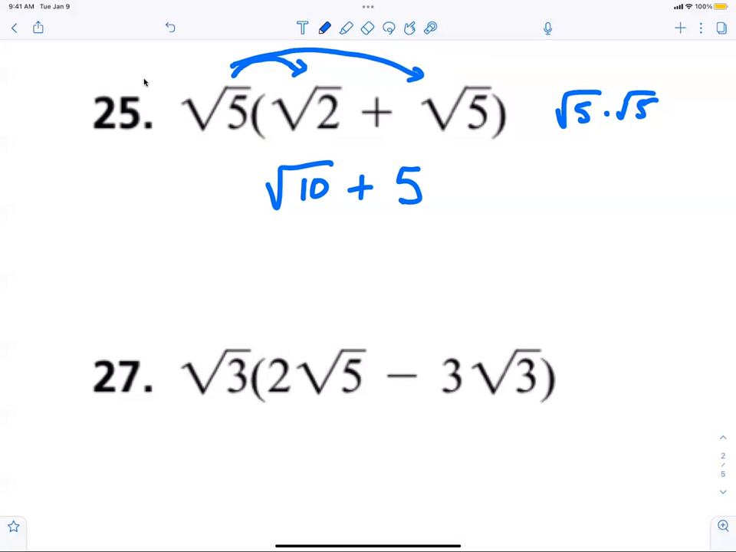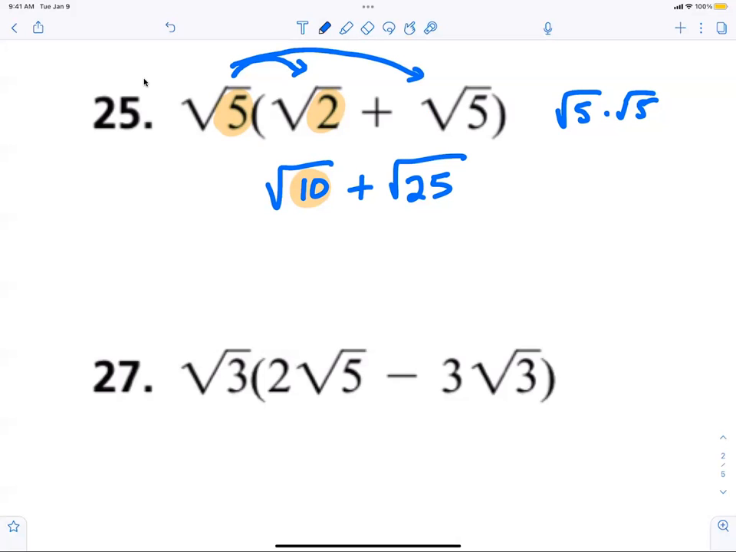Okay, so let's talk about this. Square root of 5 times the square root of 2. Those are not the same numbers. So I multiply them together and get the square root of 10. If I wanted to, I could say square root of 5 times the square root of 5 is the square root of 25. What's the square root of 25? You with me?